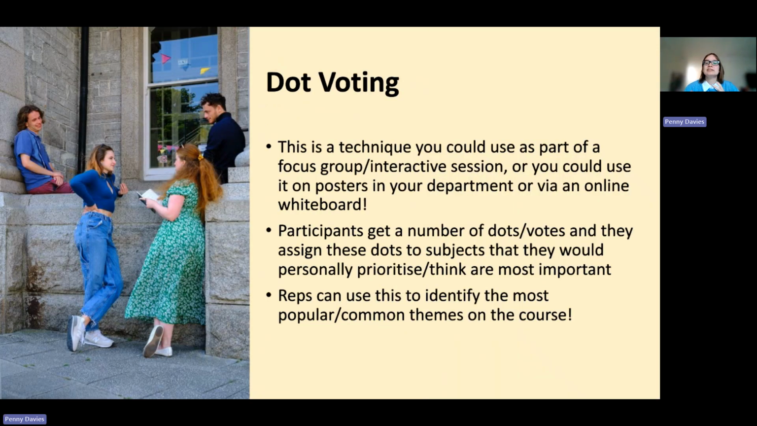So some other techniques that you can use to collect feedback or sort of curate your feedback, dot voting. This is a technique that you could use as part of a focus group or an interactive session, or you could use it on posters in your department or via an online whiteboard. The whole point of dot voting is that every person gets a certain number of dots or votes, and they assign these dots to subjects that they think are the most important. So you as reps can use this to identify the most popular or common themes on the course.